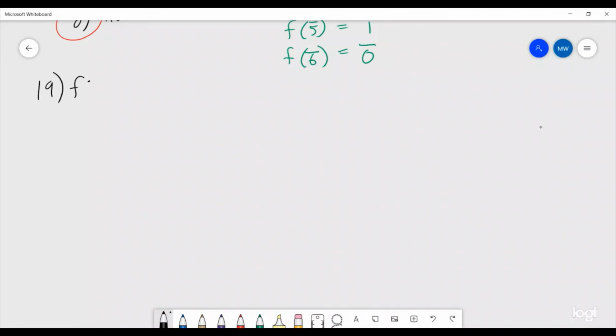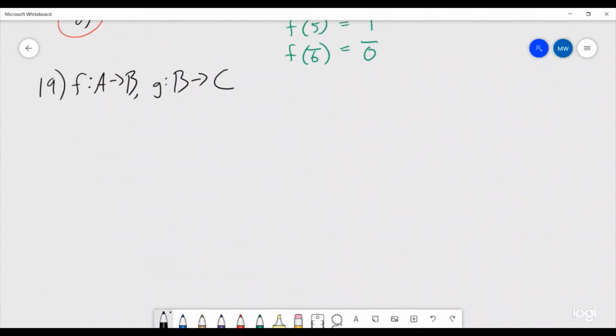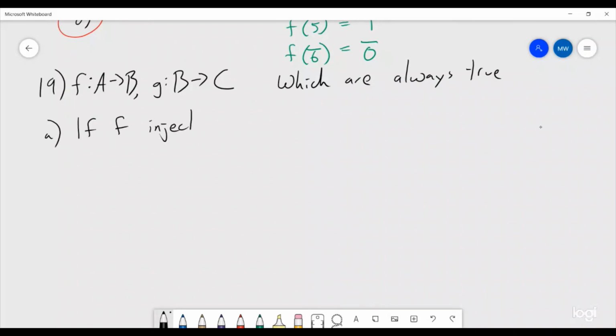Okay, we have F from A to B, and we have G from B to C. They're both functions. We are then asked which are always true. We have A: if F is injective and G is surjective, then G of F is surjective.